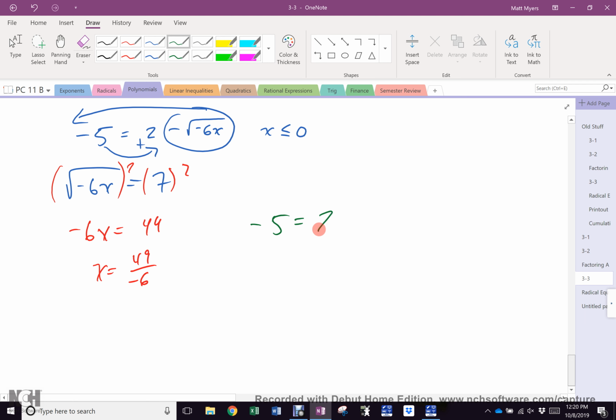-5 equals 2 minus the root of -6 times 49 over -6, right? What happens to those two -6's? Gone. Right? -6 over -6. What's left under the radical? What's the square root of 49? So that is 2 minus 7. Does 2 minus 7 equal -5? Does in my world.